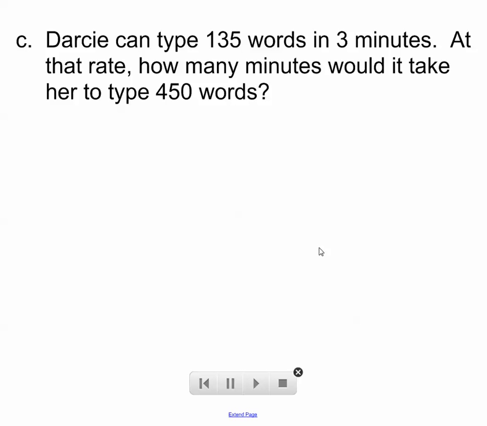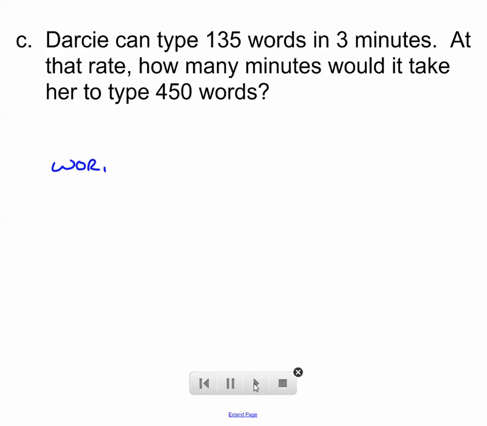Darcy can type 135 words in 3 minutes. At that rate, how many minutes would it take her to type 450 words? Okay, 135 is about 150. So every 3 minutes she's typing about 150 words. So 3 times 150 is 450. 3 times 3 would be about 9 minutes. It's going to be a little bit more than 9 minutes. That's my guess.